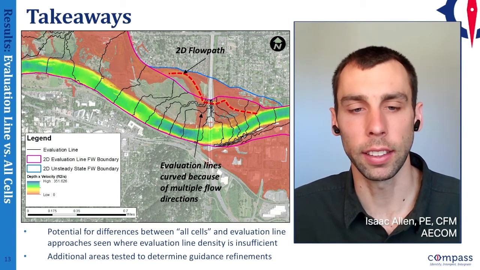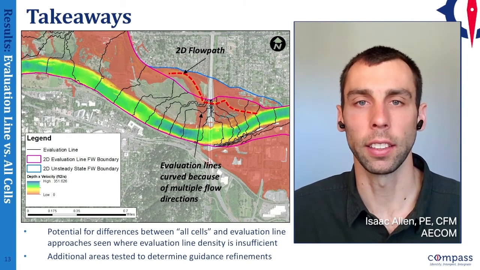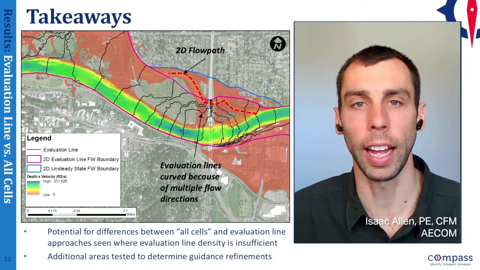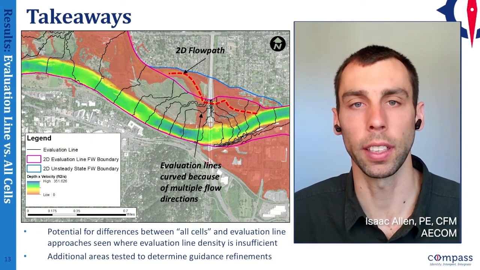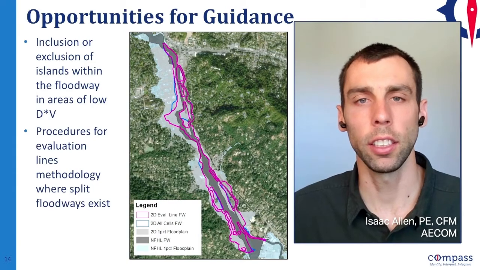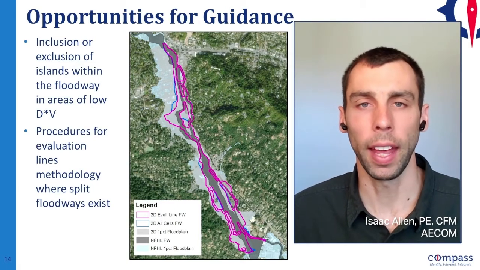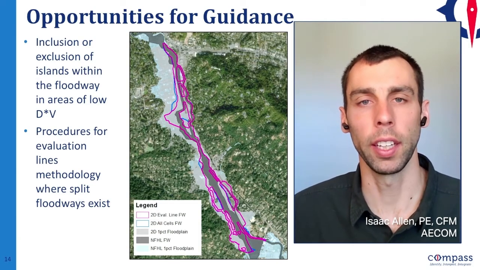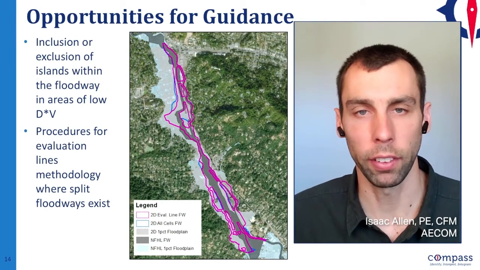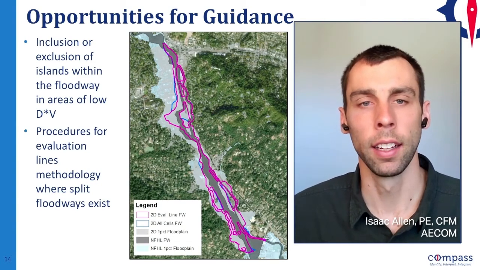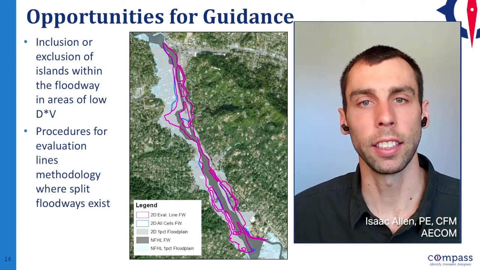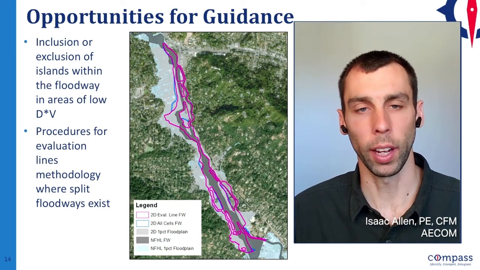However, to better understand these, we looked at some additional areas with complicated 2D flow characteristics to see if any additional refinements to the guidance would help to eliminate situations where this might occur. Once adding in those additional testing areas, we were able to confirm that as long as evaluation lines are placed sufficiently, major differences between the all cells and evaluation line technique can be eliminated even in areas with complicated flow characteristics. With that said, these additional areas have shed light on some additional opportunities for guidance and additional questions to answer related to 2D floodways.